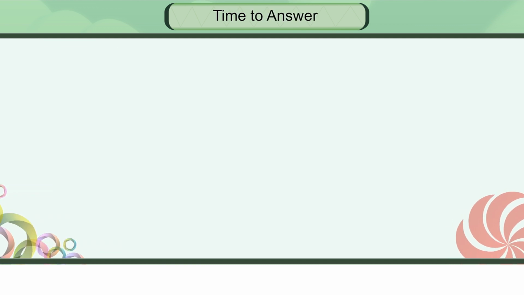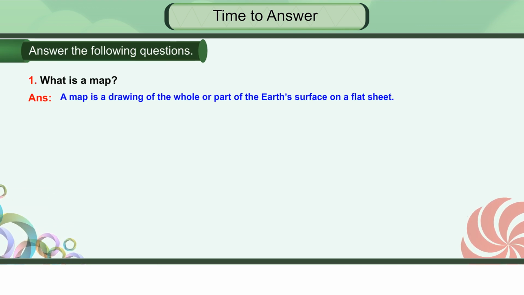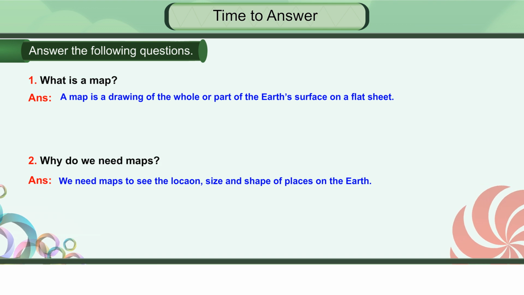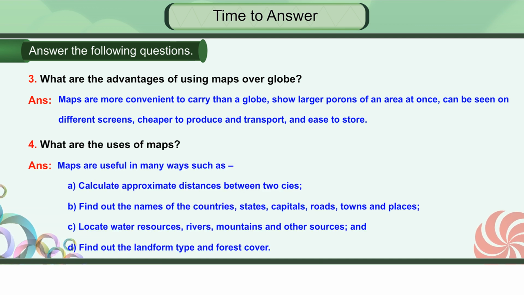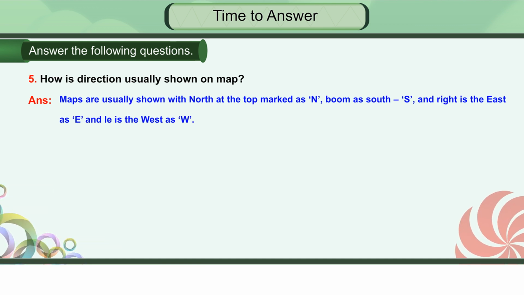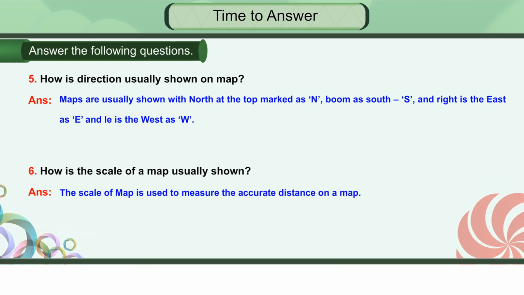Time to answer. For formative and summative assessment, answer the following questions. What is a map? Why do we need maps? What are the advantages of using maps over globe? What are the uses of maps? How is direction usually shown on a map? How is the scale of a map usually shown?